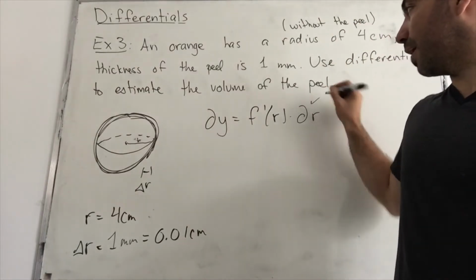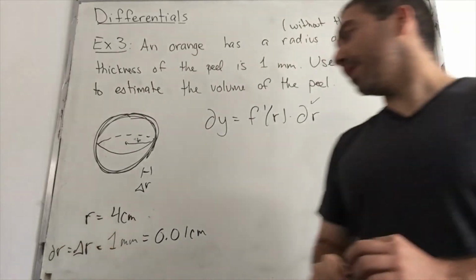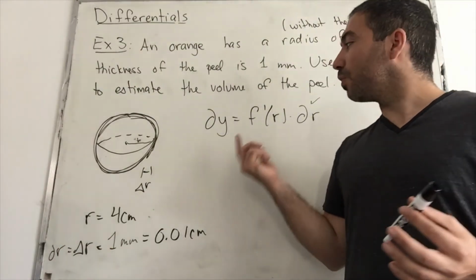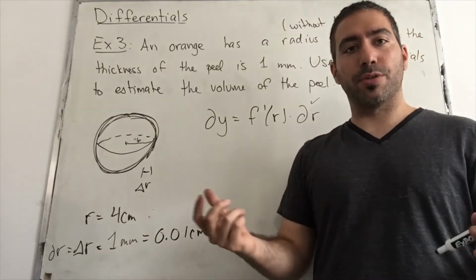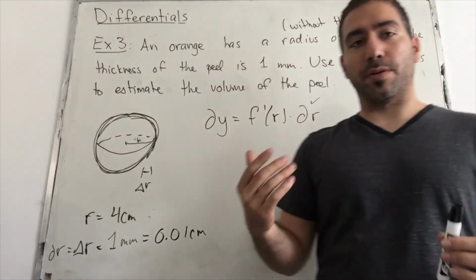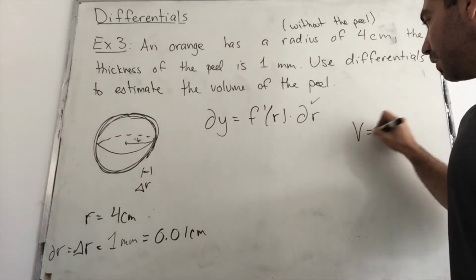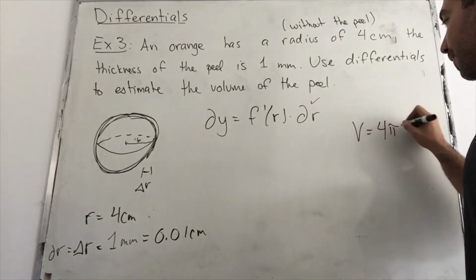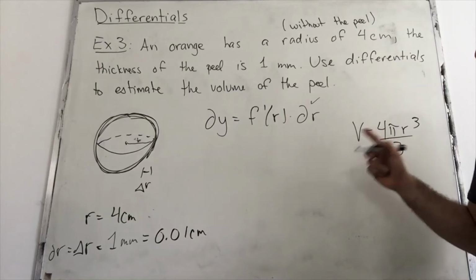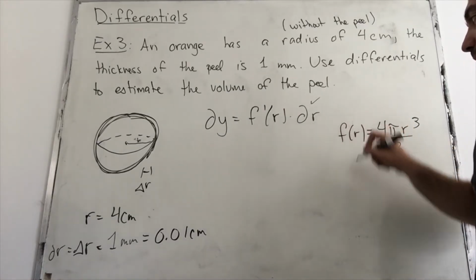So dr, the change in the radius, we have. What we don't have is f prime of r. But what are we taking the derivative of? What's the function that we're using? Well, if you're talking about the volume of the orange, you're using the volume of a sphere equation. Okay, so let's keep that in mind. We have v equals, the volume of a sphere is 4 pi r cubed over 3. And if you think of this as a function of r, instead of volume, we'll just write f of r.